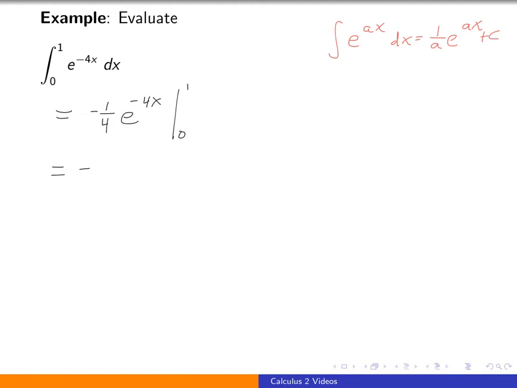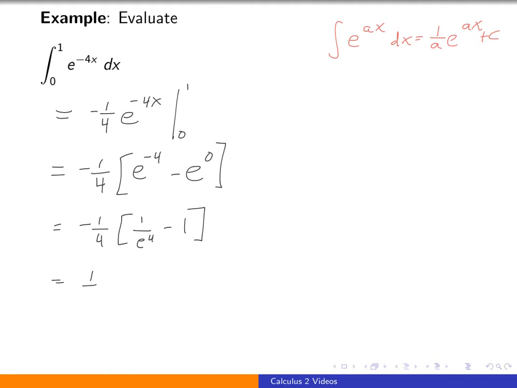So we have minus 1/4 hanging around. We first plug in 1, so that would give us e to the minus 4th. We put a minus sign, we plug in 0. So e to the 0 is 1, so this becomes minus 1/4 times 1 over e to the 4th minus 1, and if you distribute the minus through, you would have 1/4 times 1 minus 1 over e to the 4th.